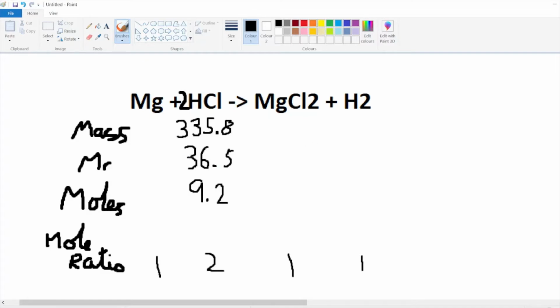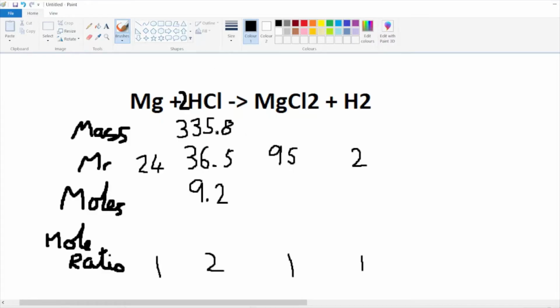So as you can see, I've calculated the relative formula mass. Remember, we don't take into account the mole ratio, just the relative formula mass. Chlorine is 35.5, hydrogen is 1. And then I've calculated the amount of moles we have in 335.8 grams of hydrochloric acid, because mass divided by relative formula mass gives you the moles, so that divided by that is 9.2. And then I filled in our mole ratio, and you simply get that from the chemical reaction. If there's nothing in front of it, it's simply a 1, but if there is something in front of it, it means for every 1 mole of this, there's that number of moles of that.